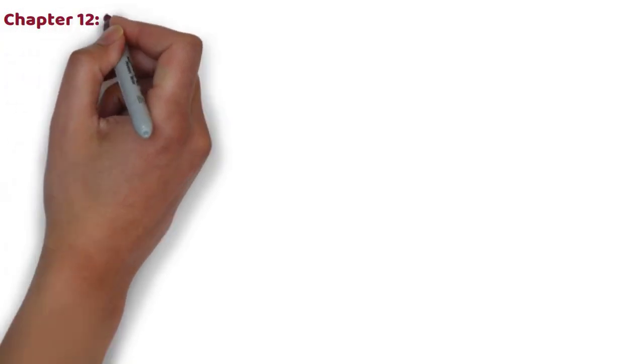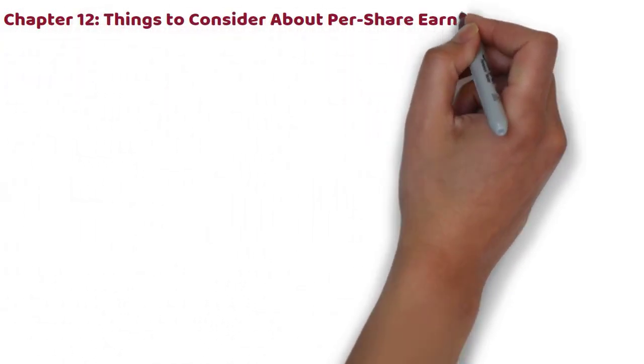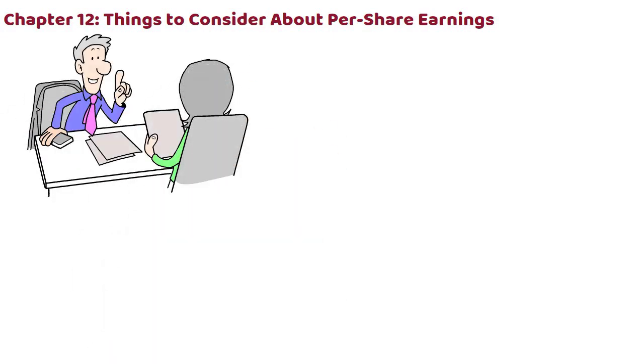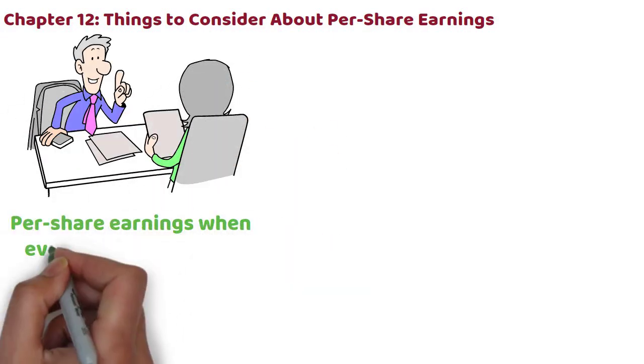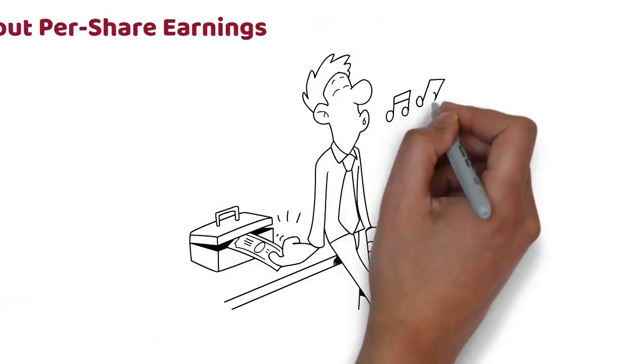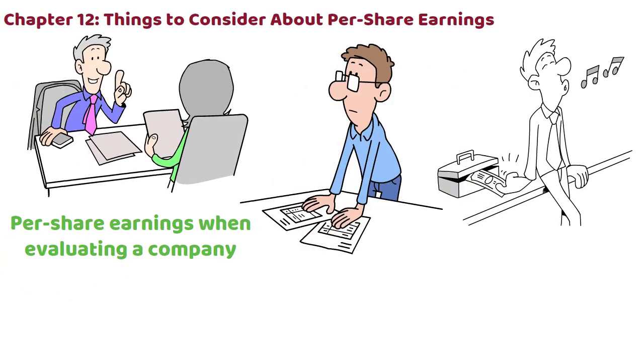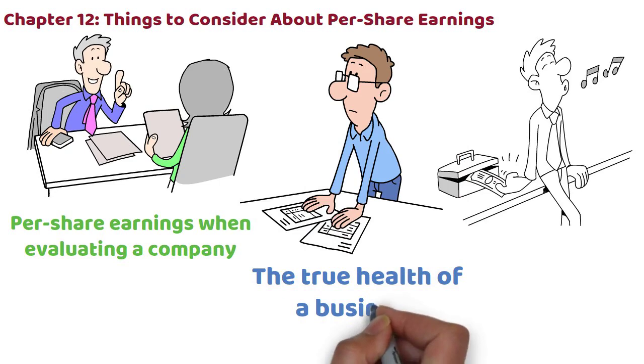Chapter 12, Things to Consider About Per-Share Earnings. In this chapter, Graham discusses the potential pitfalls of relying too heavily on per-share earnings when evaluating a company. He warns that earnings can be manipulated through accounting practices and that investors should look beyond the headline numbers to understand the true health of a business.